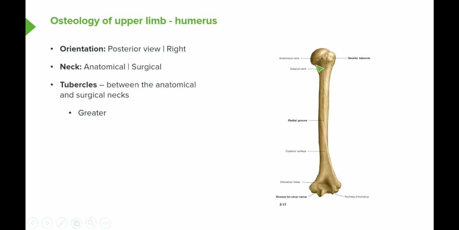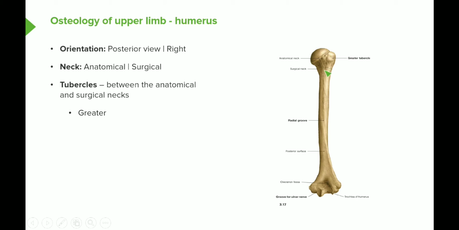But we can make out the position of the anatomical neck between the head of the humerus and the greater tubercle. And distal to the greater tubercle, we can see the surgical neck. We'll come back to the surgical neck because it has some important structures running around it, and therefore fracture of the surgical neck can lead to some important functional deficits.